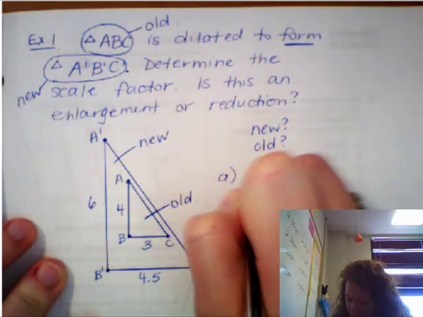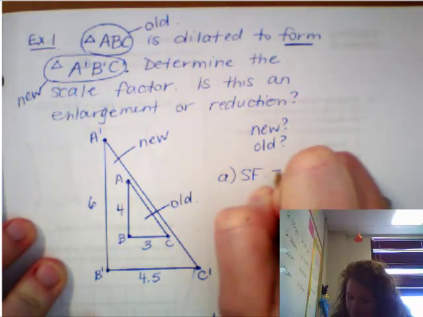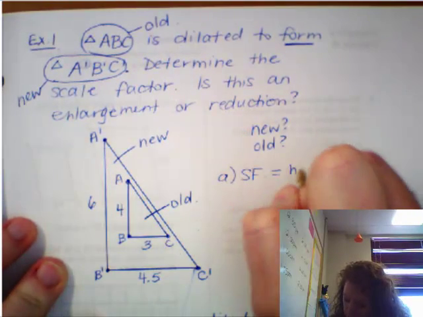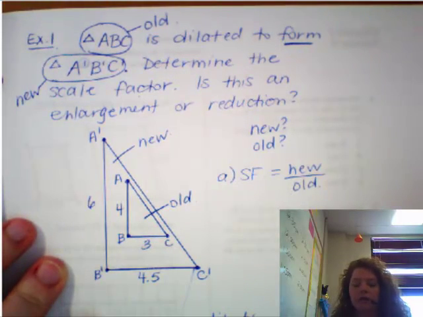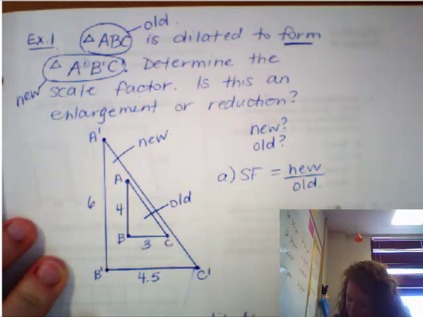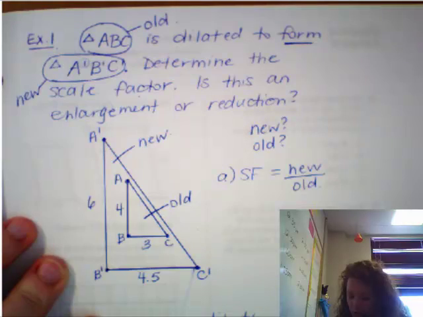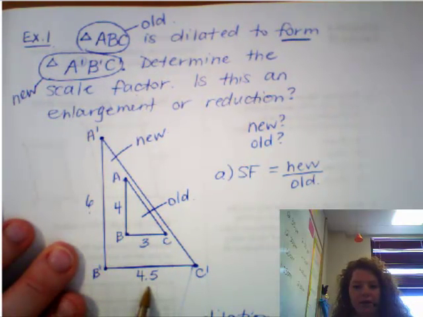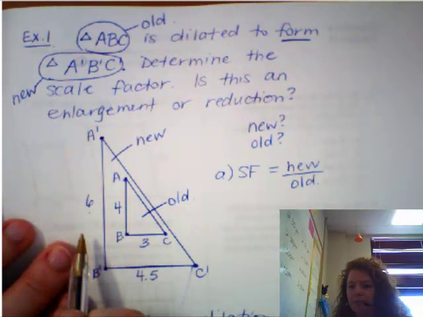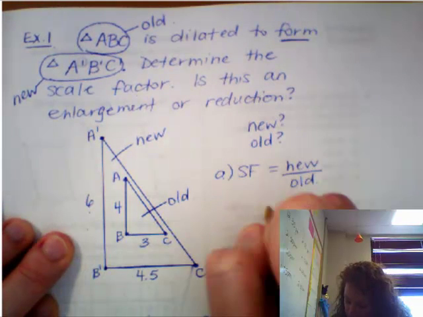Okay, so let's do part A, scale factor. Scale factor is equal to new over old. In this case, we're just going to pick a side on the new triangle. So we've got to pick 6 or 4.5. Well, looking at that, 6 is probably a little bit better because it doesn't have a decimal in it. So let's use the 6.